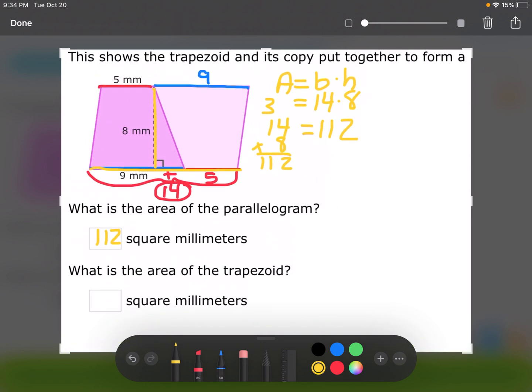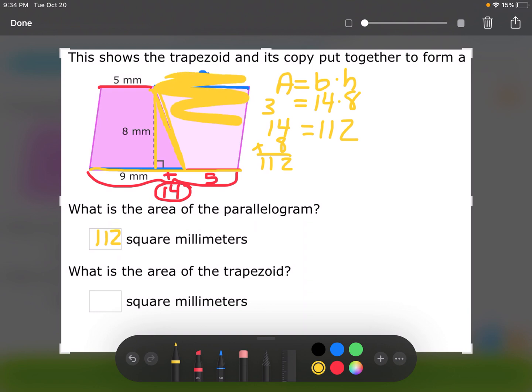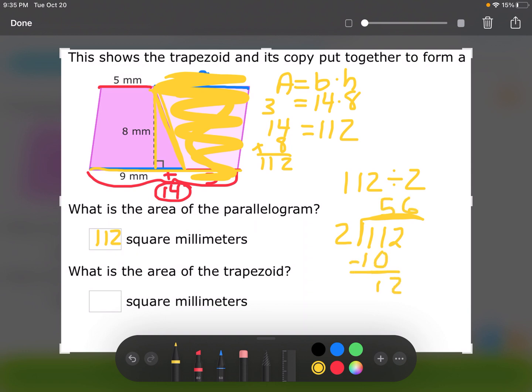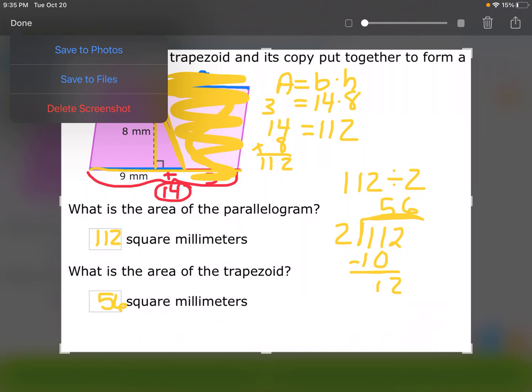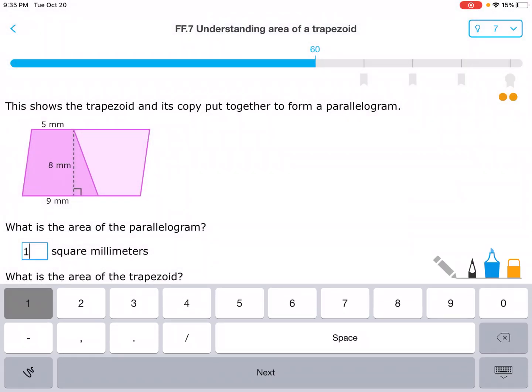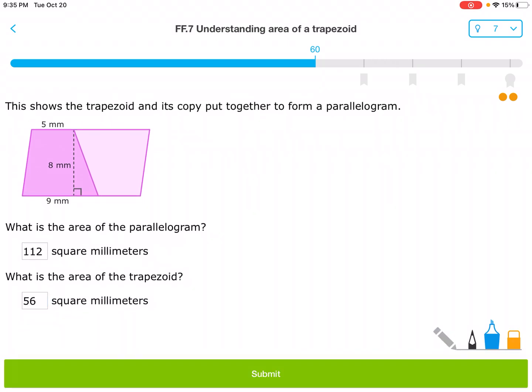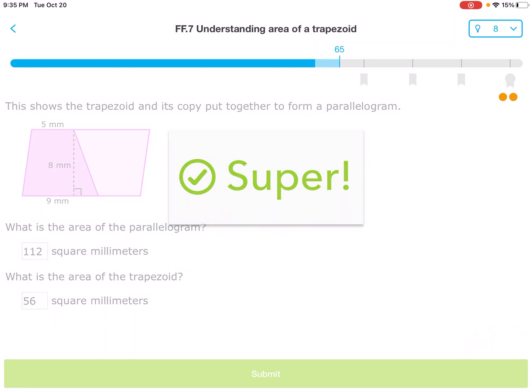But then, if we look at the next question, it just wants the trapezoid. So we're going to cut this parallelogram into 2 equal parts. Okay, we don't want this anymore. So 112 divided by 2 is going to give you just that single trapezoid, which is going to be 56 square millimeters. All right, so 112, 56. Sorry if you can hear my dog snoring. And that is your final answer.